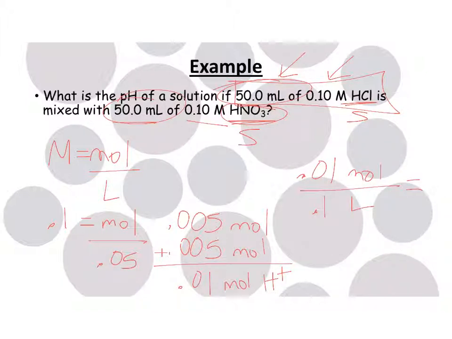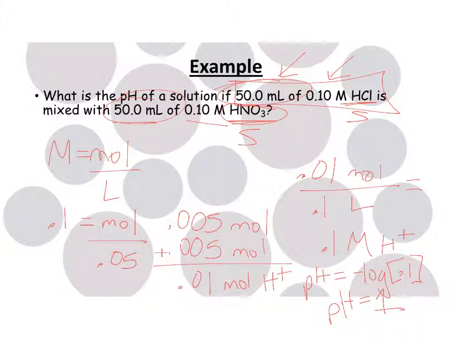So divide this, and we get the answer of 0.1. Okay, so this is my H plus, and then I'm going to plug that into pH equals negative log of 0.1. So my pH is equal to 1.